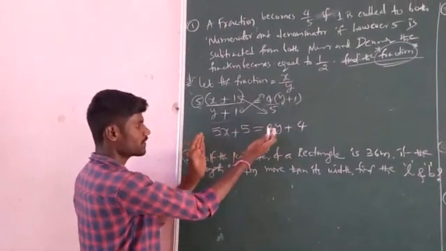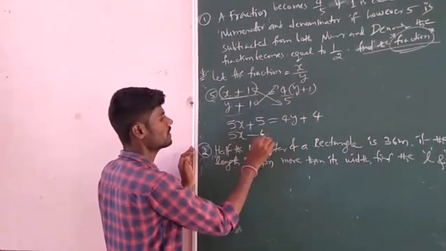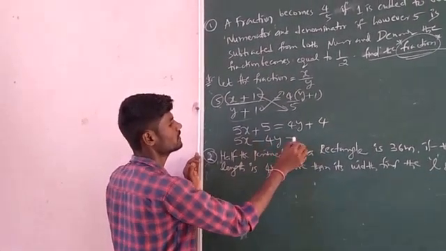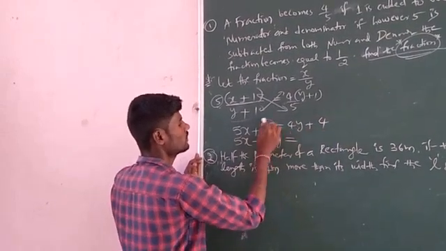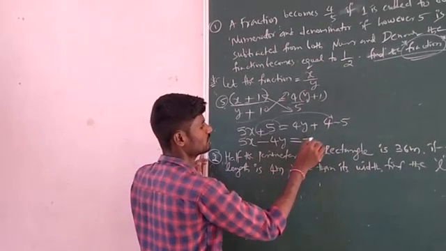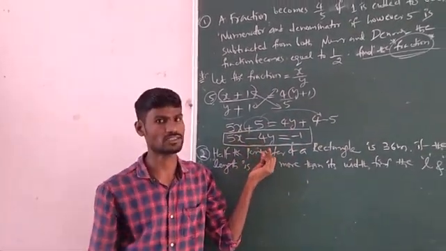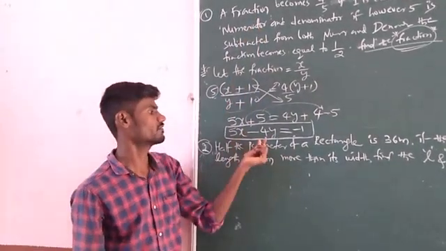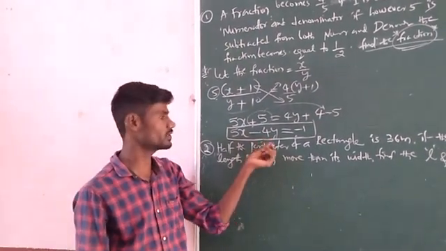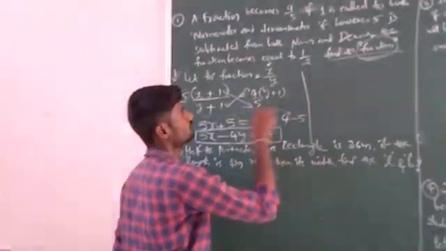Now group the variables together. 5x plus 4y becomes minus 4y if you take it to the opposite side, equals plus 4. If I transpose this plus 5 to the opposite side, it becomes minus 5. 4 minus 5 becomes minus 1. So this is 5x minus 4y equals minus 1. From the given data, the first equation is obtained. Have you understood? Is it in standard form or not? Yes. Coming to the second condition here.